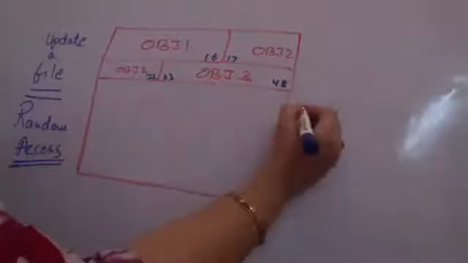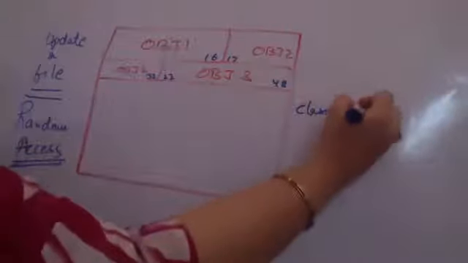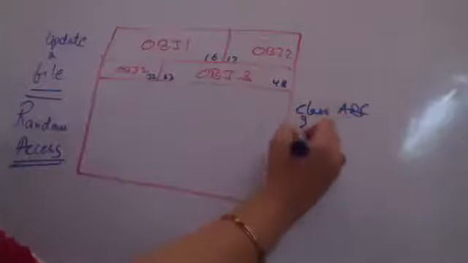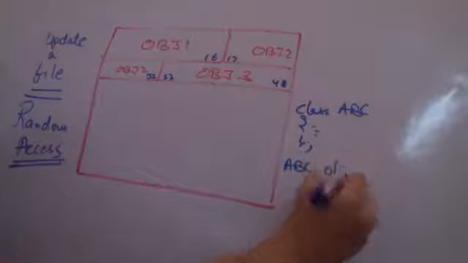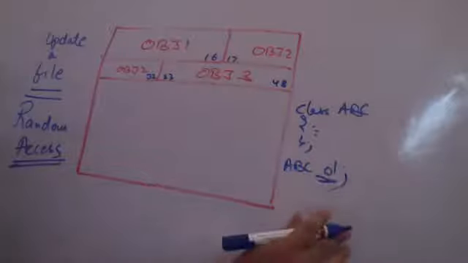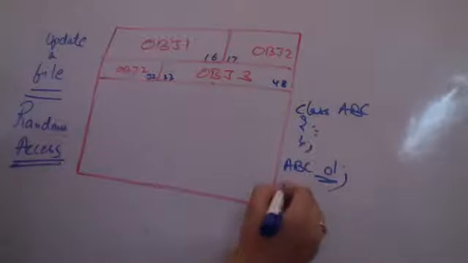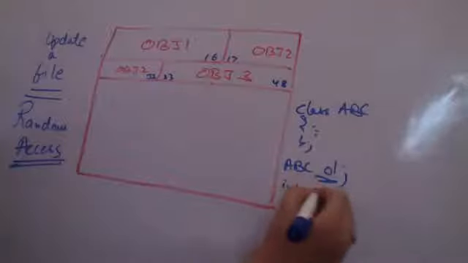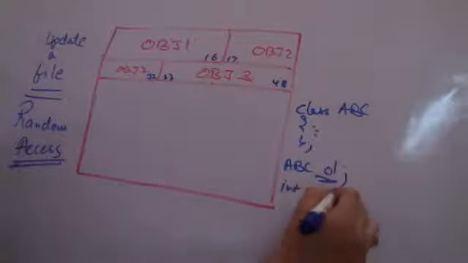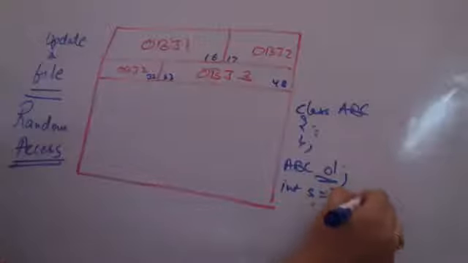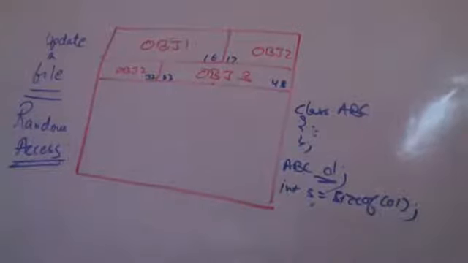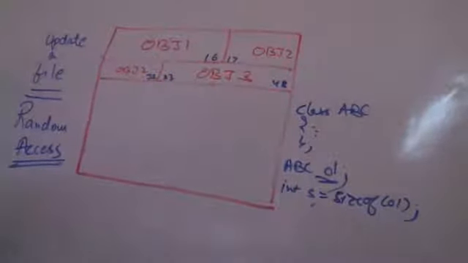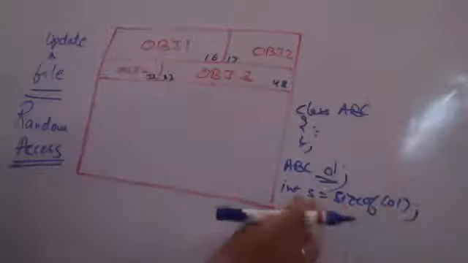Supposedly, I'm having any class ABC and it is having some definition, and I'm creating the object of the class ABC, say O1. Now I want to know the size of this object 1. How do I know that? Integer s is equal to sizeof(object 1). What will this do? This is going to return the size of the object in s.